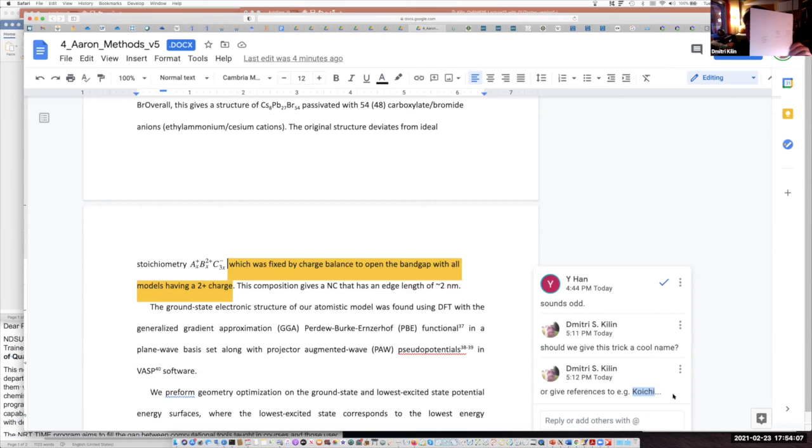Amir may appreciate this diagram as well. In the middle, I show the open gap, occupied and unoccupied. And on the sides, I show HOMO empty on one side, and on the other side, LUMO occupied. So suppose we do have a structure with a given stoichiometry.